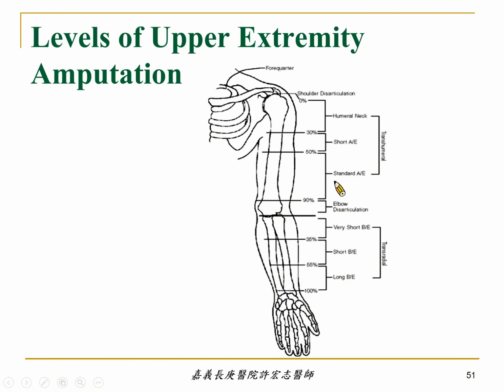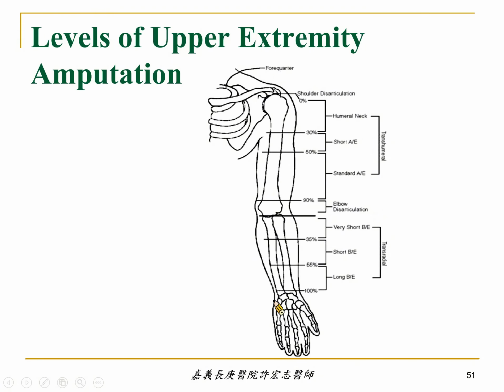For below elbow or above elbow amputation, there is a more detailed depiction of how the amputation is performed, like this one. If you keep the remnant at 60 to 90%, we call that the standard AE. If you keep the remnant at more than 50%, we call it the short AE, short above elbow amputation. If you are cutting this area, we call it the humeral neck. Less than 30%, we call it humeral neck amputation.